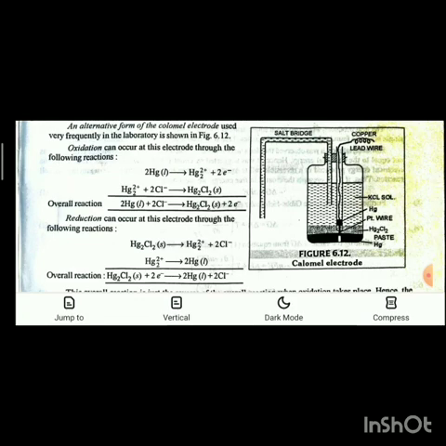And when reduction takes place, the above reaction occurs in the reverse direction. The overall reaction is Hg2Cl2 plus 2 electrons gives 2Hg liquid plus 2Cl-. This overall reaction is just the reverse of the overall reaction when oxidation takes place. Hence, the calomel electrode is reversible with respect to chloride ion. Number 5. Oxidation reduction electrode.